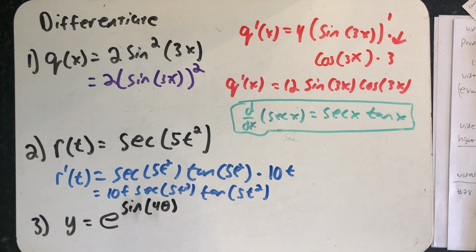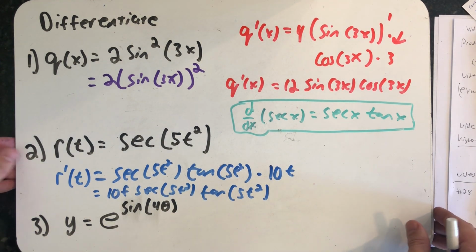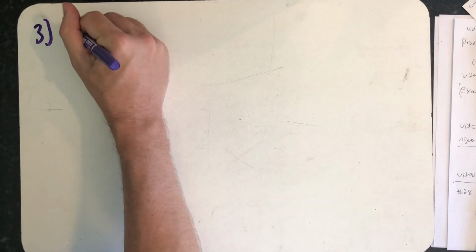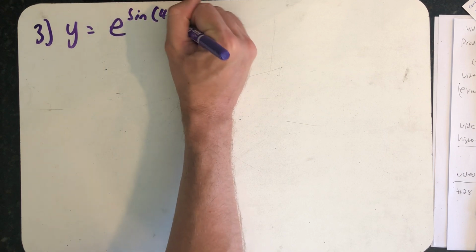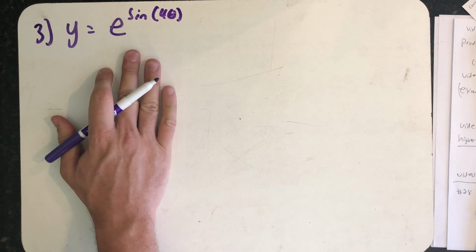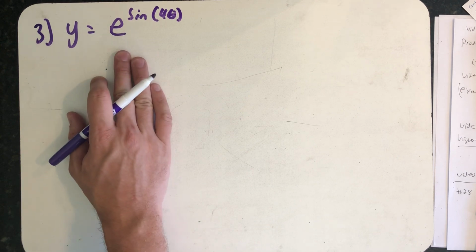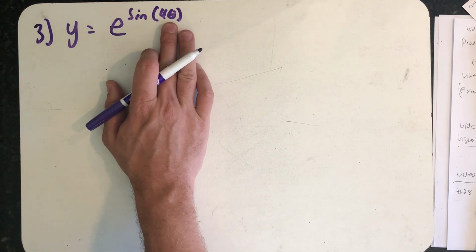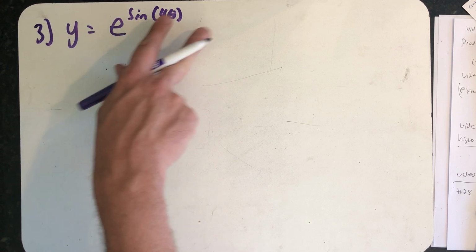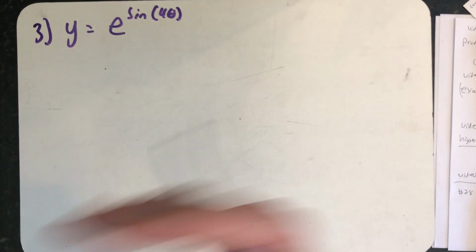All right, and the third example here that I don't think I've left myself enough room for, so I'm going to move on to another board, was to take the derivative of y equals e to the sine of 4 theta. So here again, the idea is I have a function on the inside of a function on the inside of a function. This is an inside function, this is an inside function, and my outermost function is e raised to a power.